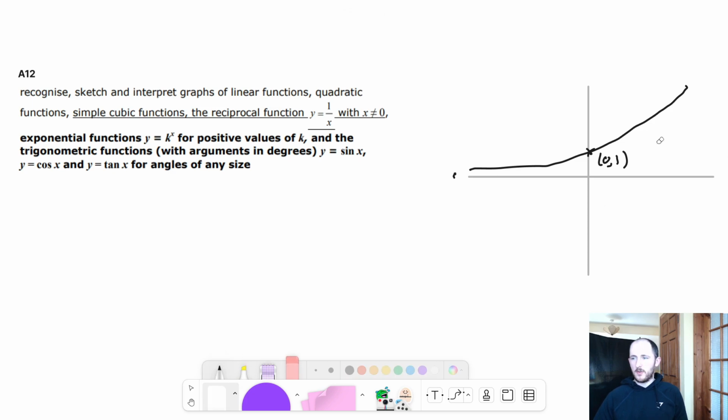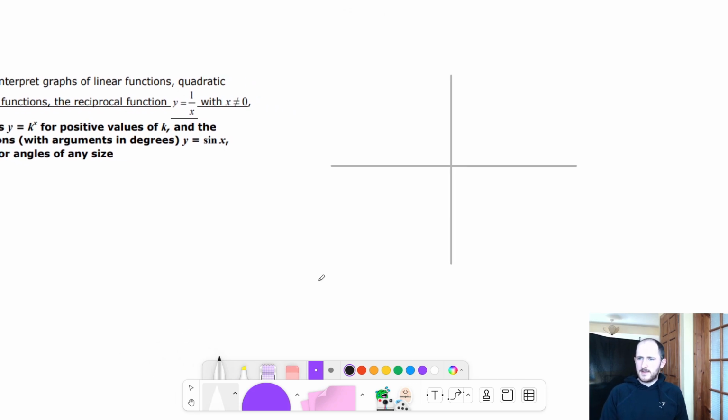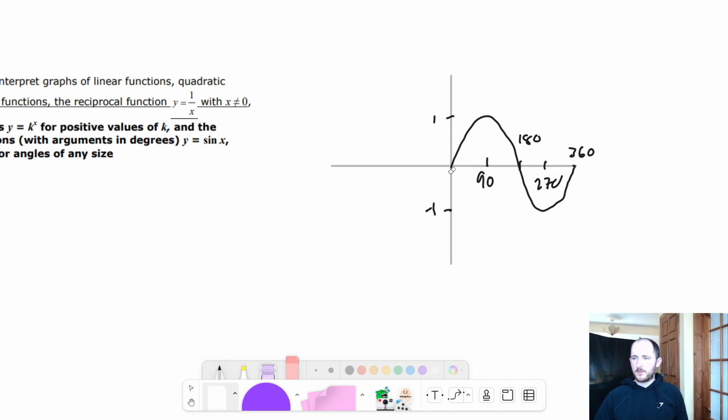You then need to know the sine, cos, and tan graphs. Well, sine starts at 0 and goes up, and it varies between -1 and +1. And if you remember, every 90 degrees it changes. The cos graph looks very similar to this. However, it starts at 1 and goes down at 90, down to -1.